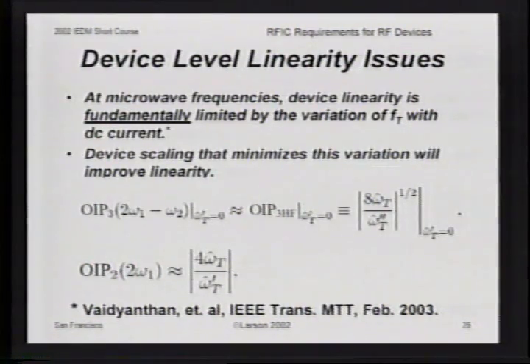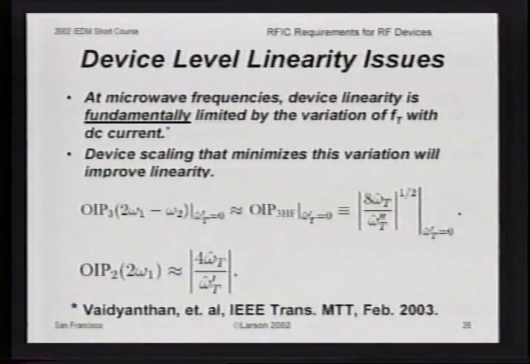Now, at very high frequencies, the linearity of any device, bipolar device or MOSFET, is really fundamentally limited, as it turns out, by the variation of FT with DC current. And what you would like to see, this is under some rather specialized conditions, which essentially boil down to the fact that the device has to be operating at a relatively high frequency, is to minimize the variation of FT with DC current. So in order to build a very low noise receiver or a very low noise mixer, what you'd like to do is optimize the device so that its FT varies as little as possible as a function of DC current.